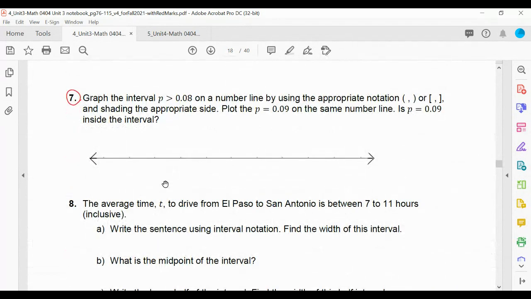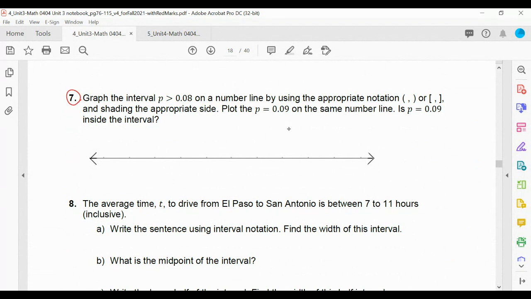The next one is number 7. This one asks, graph the interval p greater than 0.08 on a number line by using the appropriate notation, parentheses or square brackets, and shading the appropriate side. Plot the p-value equal to 0.09 on the same number line, and then the question is asking, is p inside the interval? So there's a lot going on.